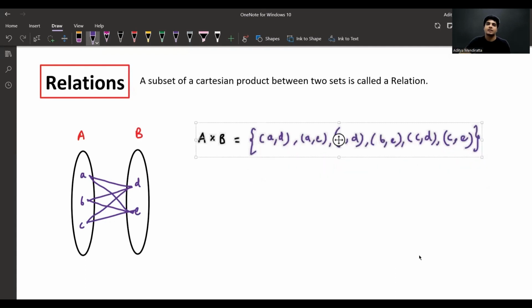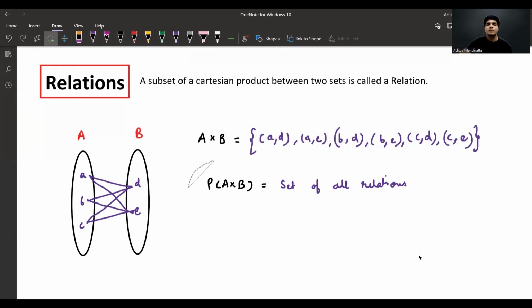Now, any subset of this A cross B set would be a relation between set A and B. Now, what would be the set of all such relations? Nothing but the set of all such subsets of A cross B. That would be the power set of A cross B, right? So the power set of A cross B is nothing but the set of all relations.